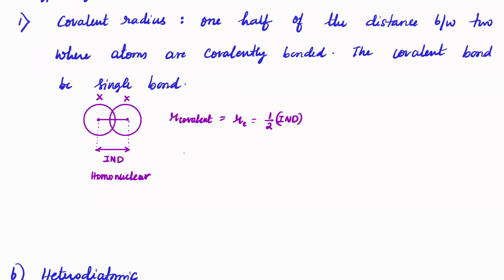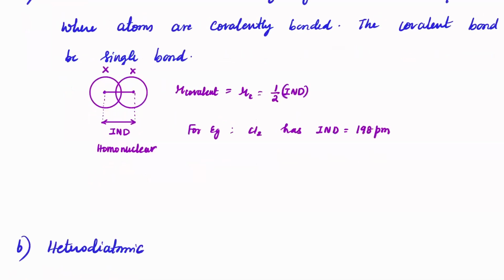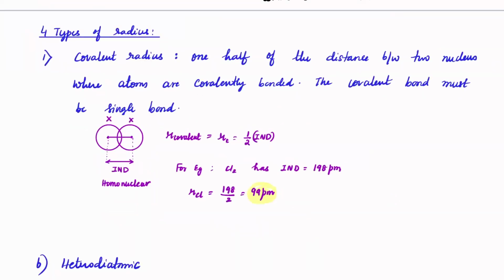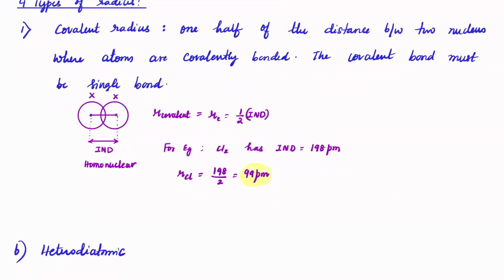Okay. For example, if you notice Cl2 has IND internuclear distance as 198 picometer. Okay, while we say the covalent radius is equal to 198 by 2, which is 99 picometers. So 99 picometer is the radius of chlorine. Done. This is about covalent radius. I hope you guys understood that. Yeah, any doubt? Please check.